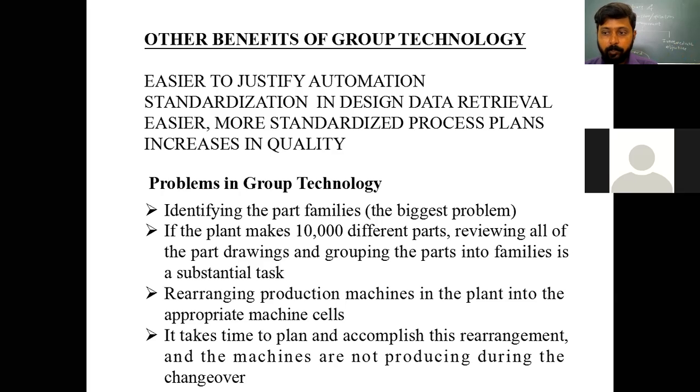Okay, this is a problem actually, because suppose you have not applied group technology already in your company, in your shop floor, and you are just manufacturing the part. Now you have to apply it, sometimes it may require you to rearrange your machines. So for that time, your machine will be in down condition. It will not be in the production process. So these are the things that you must keep in mind while rearranging. So this is a problem, okay, and it takes time to plan and accomplish this arrangement, and the machines are not producing during the changeover. That is what I have just mentioned.